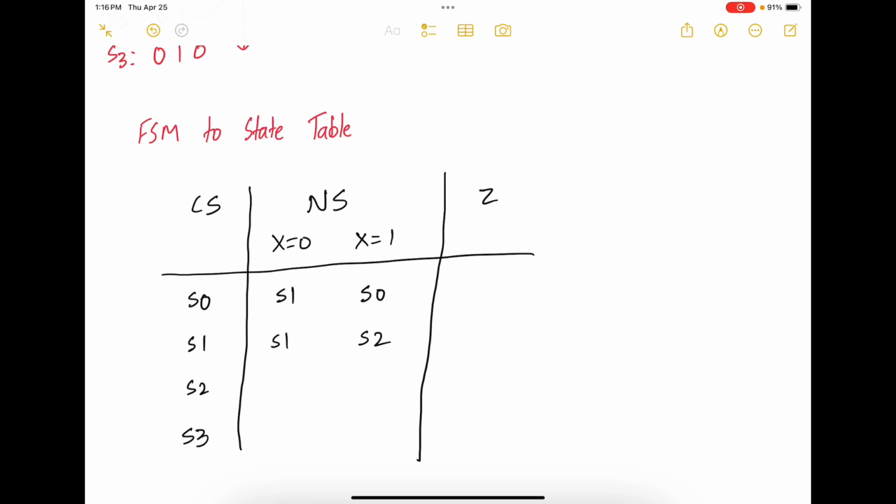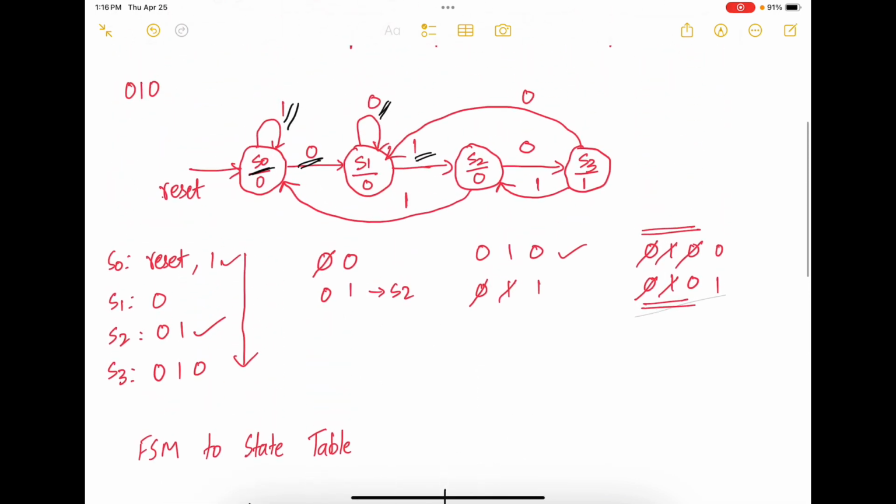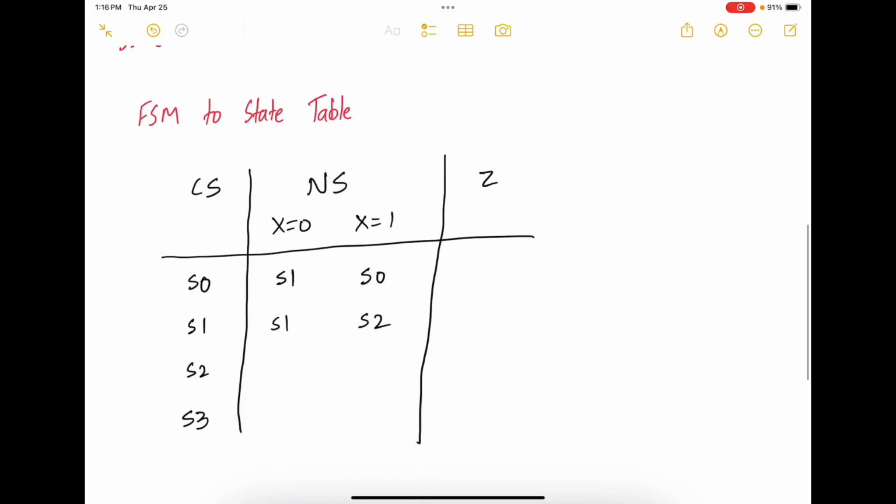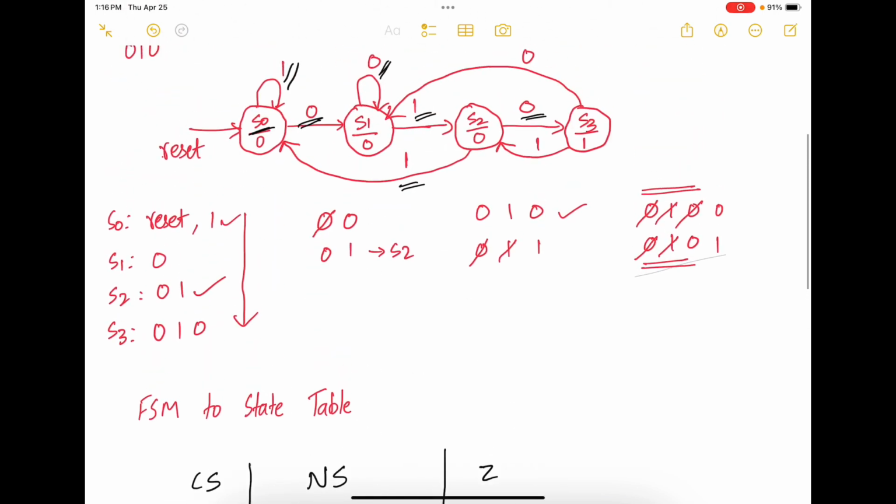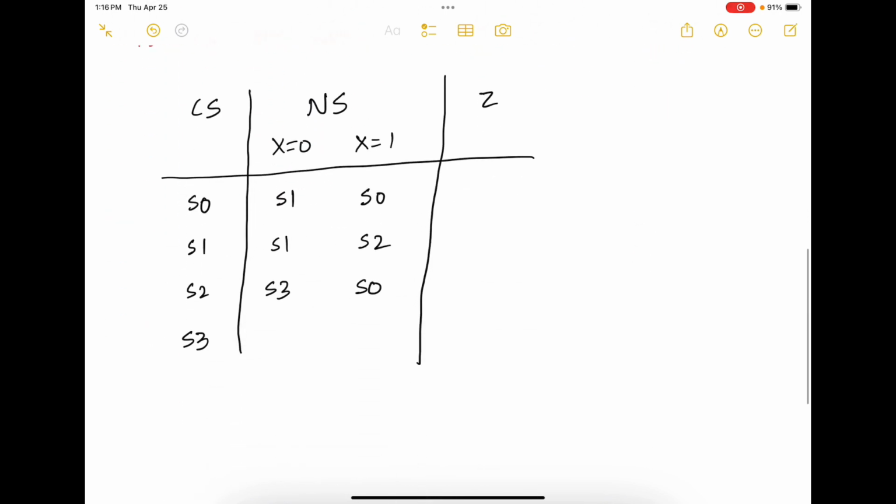Let's look at S2. From S2, if you get a 0, you move to S3. And if you get a 1, you move to S0. So that's S3 and S0. Next, let's look at S3. From S3, if you get a 0, you move to S1. And if you get a 1, you move to S2. So that's S1 and S2.